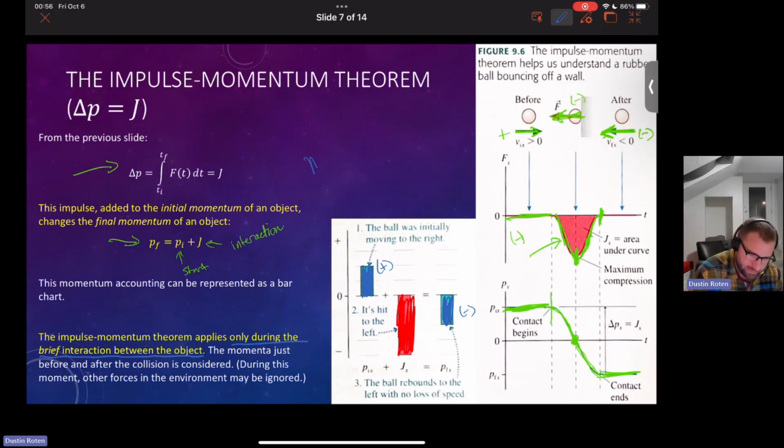Fun fact, momenta is actually the plural of momentum. So if you have two different situations, you actually have momenta, not just momentum.